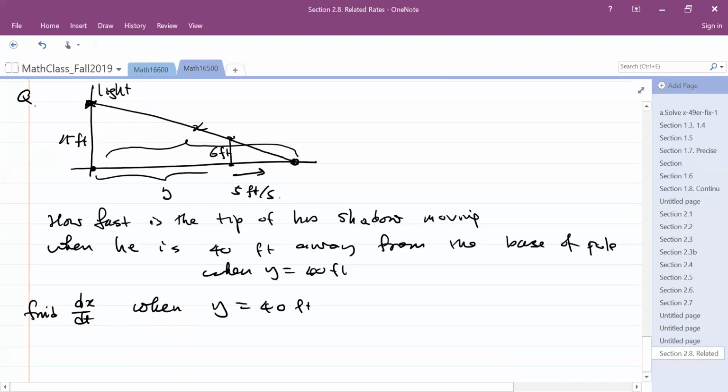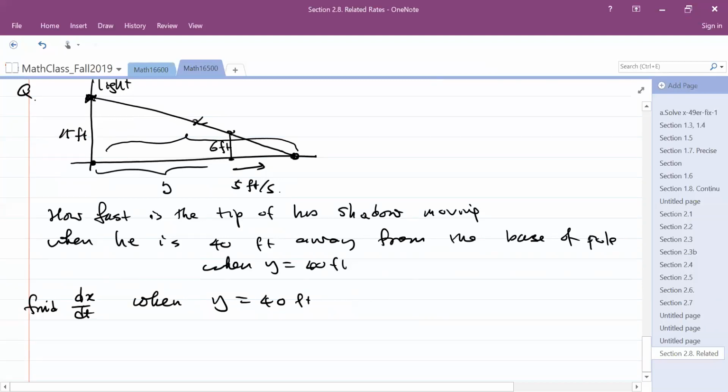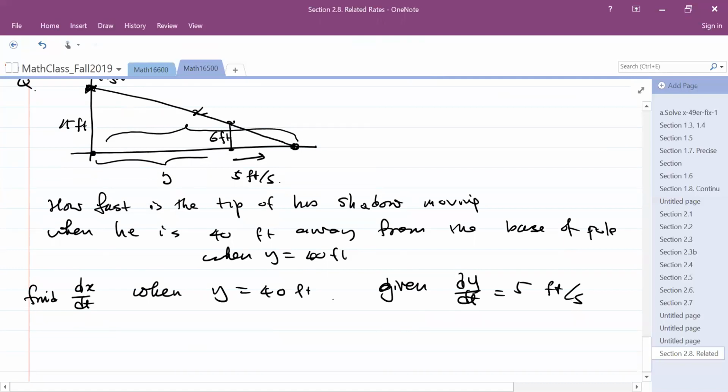That's the point. We are given the following information: the derivative of y with respect to t, which is 5 feet per second. That's a constant. So the person is walking away from the base of the pole at 5 feet per second. That means the distance y changes at the rate of 5 feet per second. So clear? Yes. The question is how do you solve it?